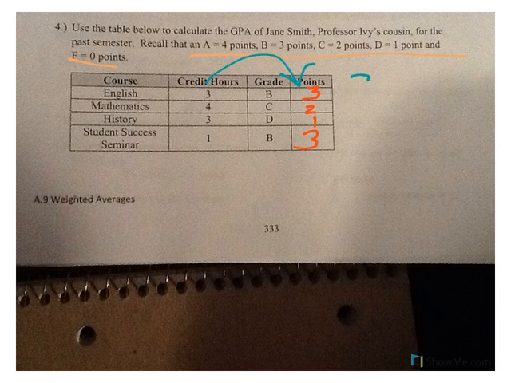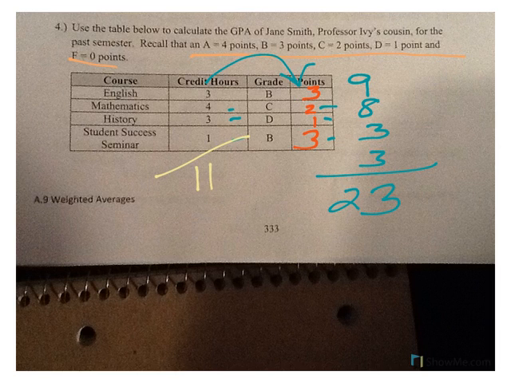So 3 times 3 gives you 9 points for English. 4 times 2 gives you 8 points for math. 3 times 1 gives you 3 points for history, and 1 times 3 gives you 3 points for student success seminar. You earned a total of 23 points in this semester. It all depends on how many credit hours you took.